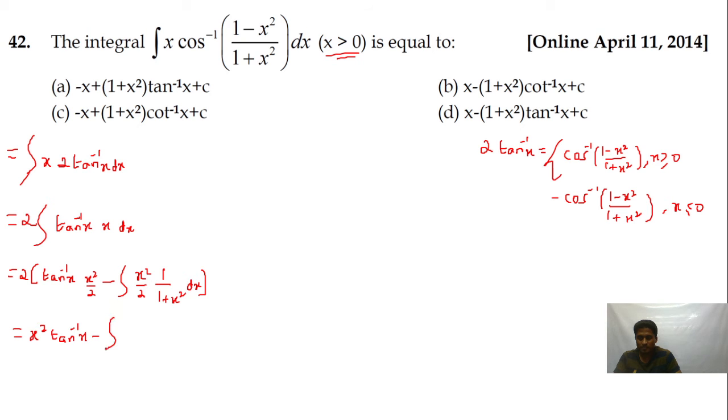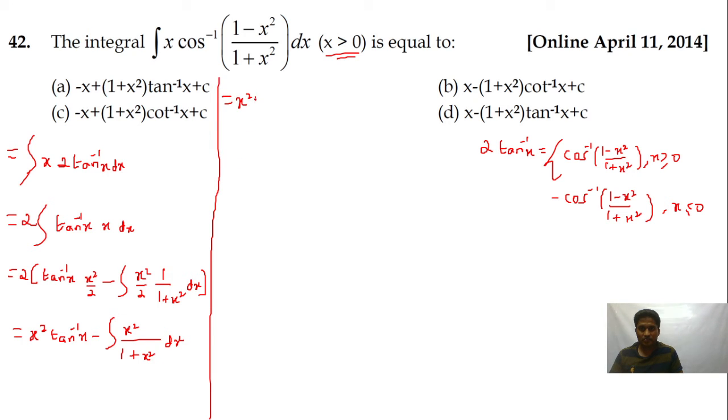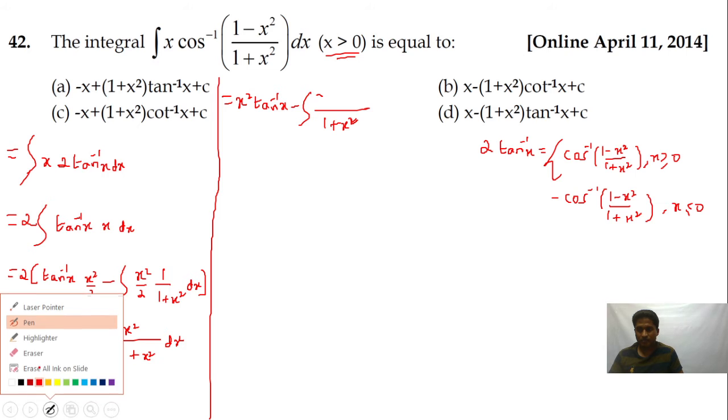So this is integration of x square upon 1 plus x square and then dx. Okay, note this step now. I'm going to add and subtract 1. So this I'll keep as it is, x square into tan inverse of x. First term I'll keep as it is, minus integration of denominator is 1 plus x square, numerator is x square, right? So I'm going to add 1 and subtract 1.